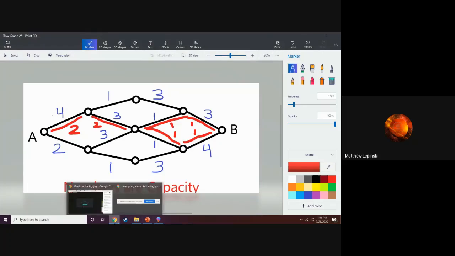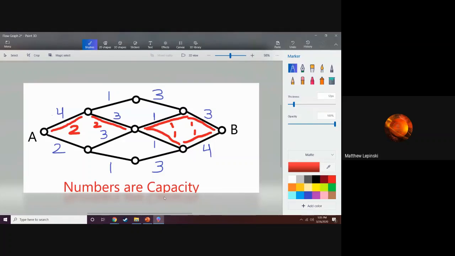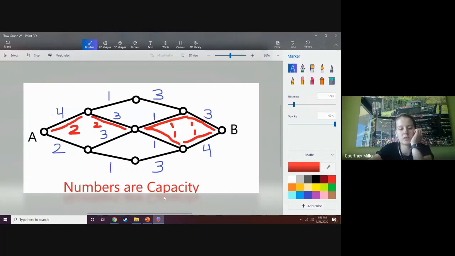So let me check for questions. I'm going to pause for a moment to ask for questions. So I was wondering, is the goal in this to do some kind of cheapest or most efficient flow, or is that different?